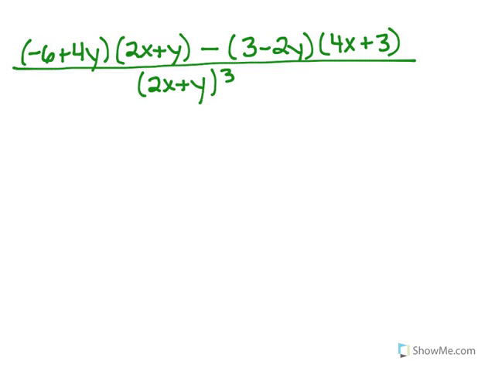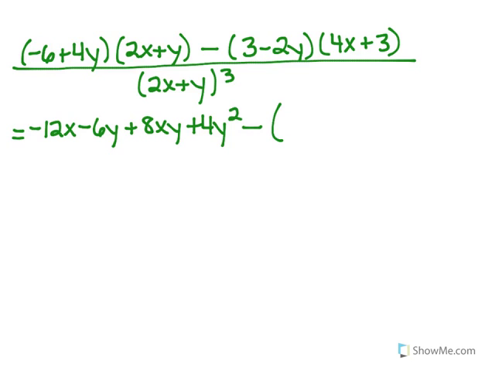Keep in mind that nothing here can reduce yet because the numerator, although it has some factors, is not factored completely because of the minus sign in the middle. So I need to FOIL everything out before I could try reducing anything. So when I go through and FOIL, I'm going to end up with this. Negative 12x minus 6y plus 8xy plus 4y squared. Then I'm going to have to subtract the second FOIL.